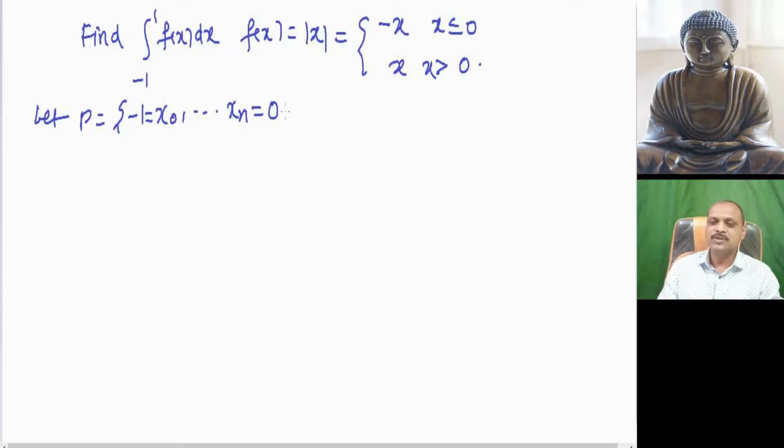We start from -1, which is x0, and take xn equal to 0, and at the same time we take y0, y1 and yn equal to 1. So this interval we have divided into two parts, -1 to 0 and 0 to 1. This part is divided into xi, and this part is divided into yi.